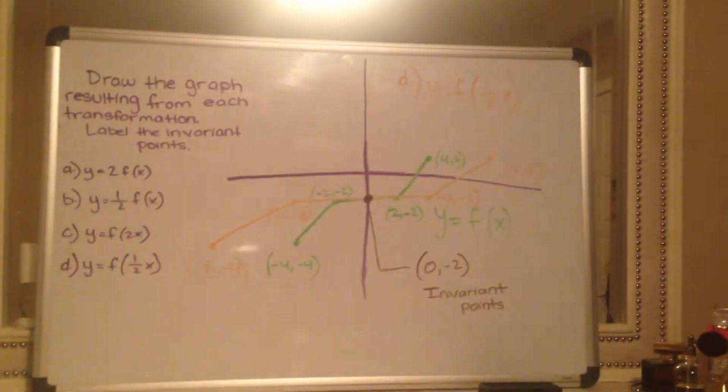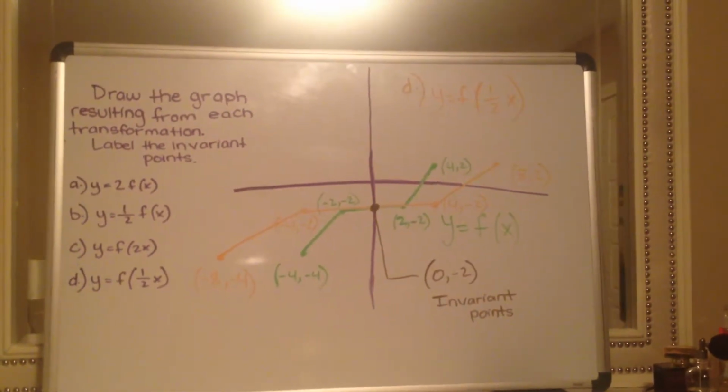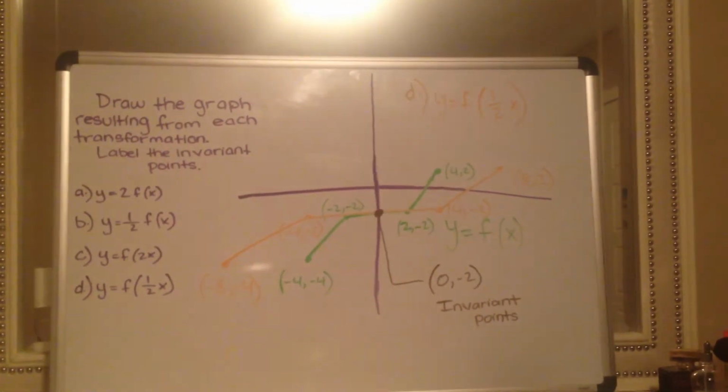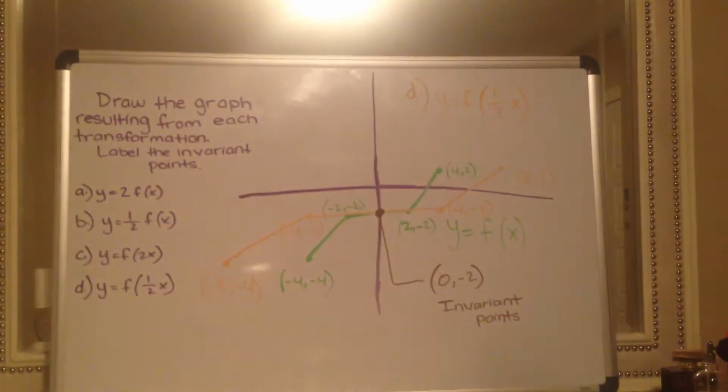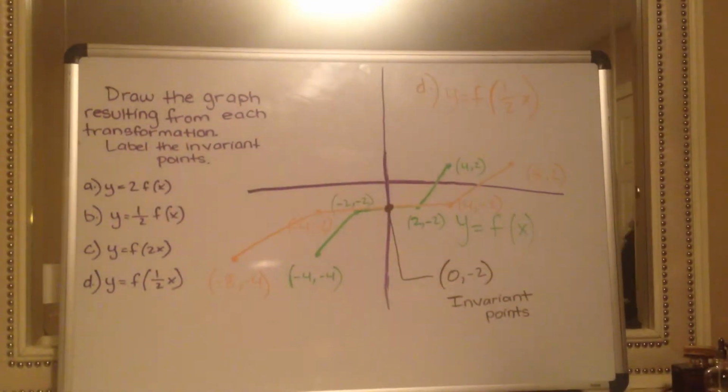Once we have connected the dots, we're going to figure out the invariant points. In a horizontal stretch about the y-axis, the invariant point lies directly on the y-axis. Here, the invariant point for the stretch is 0, 2.